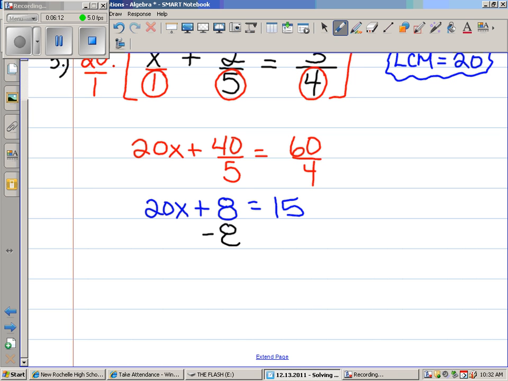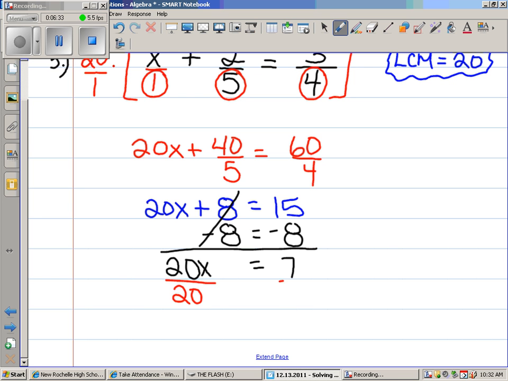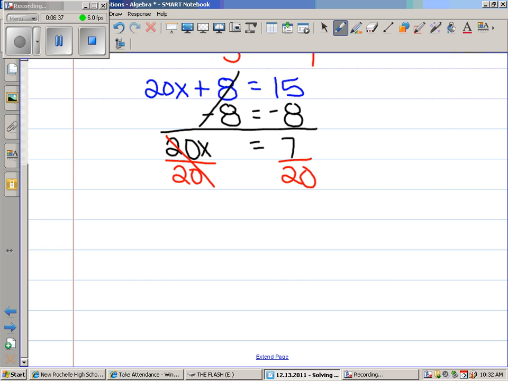Minus 8. Yeah, there you go. You get 20x equals 7. Divide both sides by 20. We're still trying to get x by itself. We're almost there. And there we go. X equals 7 over 20.